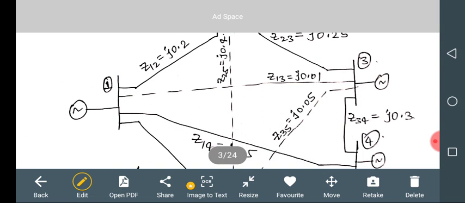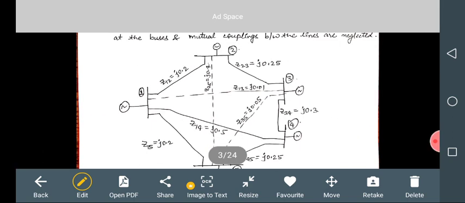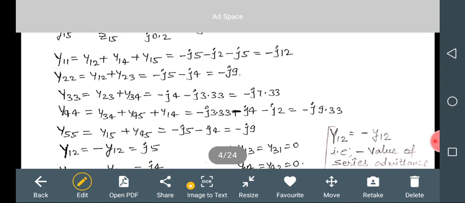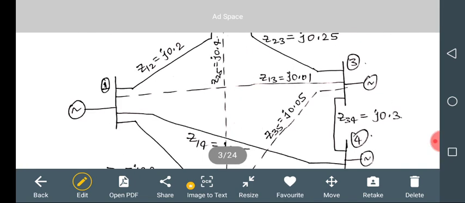So bus number 1 is directly connected to bus number 2, 4 and 5. Bus number 3 and 1 are also connected, but with a dotted line. The question statement mentioned that dotted lines are avoided. Therefore Y11 will be equal to Y12 plus Y14 plus Y15. How?